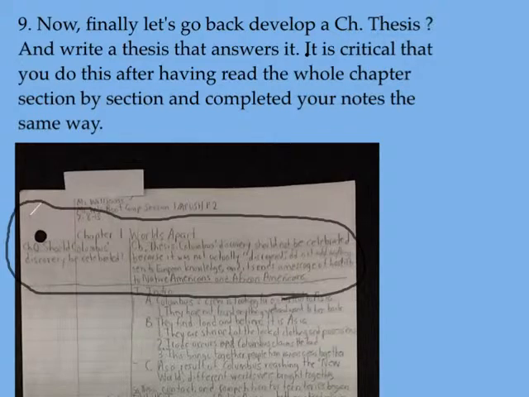Okay, it is critical, again, that you do this after you've read the whole chapter. Otherwise, what exactly are you answering, and what exactly is this focused on? Okay.